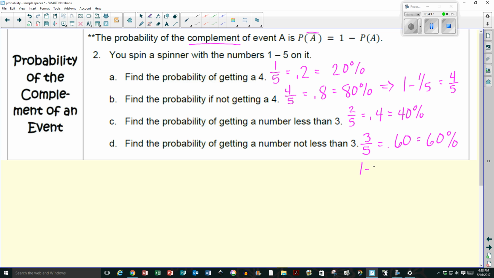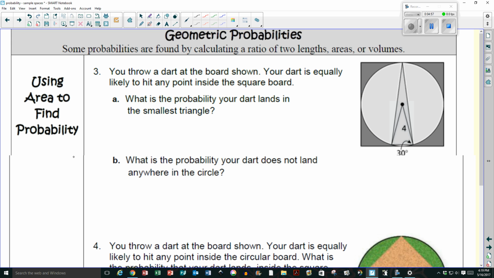Or 1 minus 2/5, which would be your 3/5. All right, now let's talk about geometric probability. Geometric probability is probabilities found by calculating a ratio of two lengths, two areas, or two volumes.